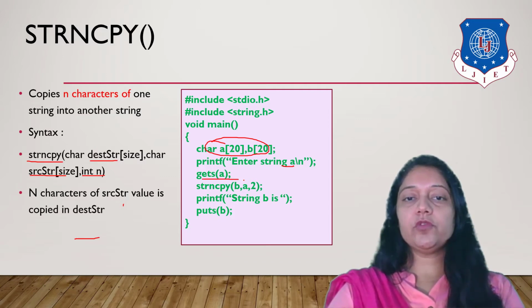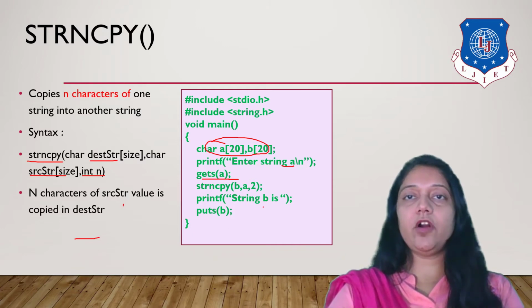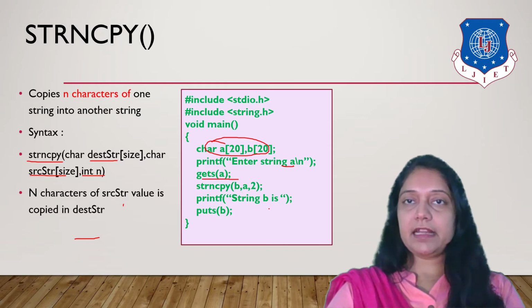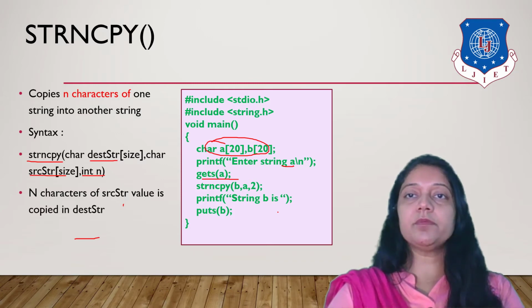Now I'm going to use the strncpy function: strncpy(B, A, 2). It means B is my destination string, A is my source string, and 2 is my value of n. So what this particular statement will do is take two characters of the source string, that is A, and copy them into B. All the characters of A will not be copied into B, but in this case only two characters of A would be copied in B.